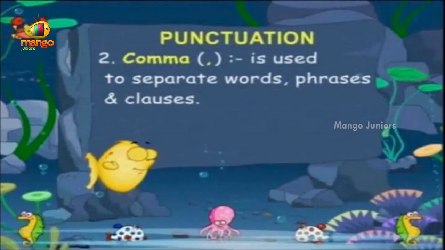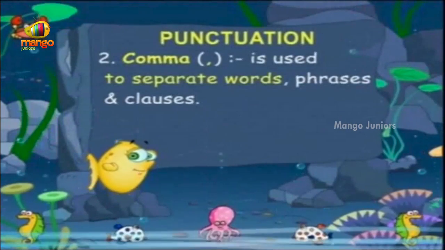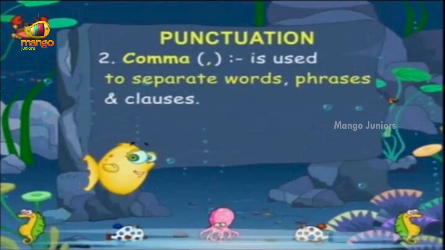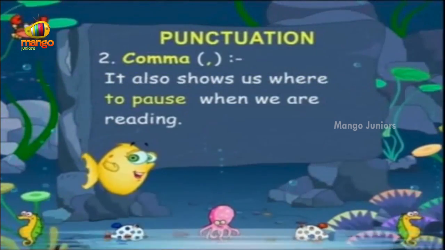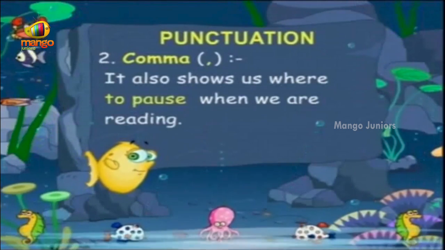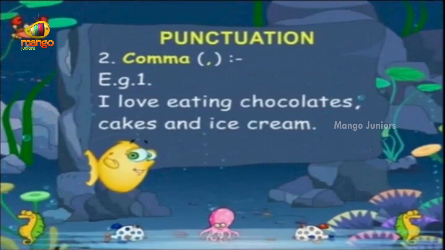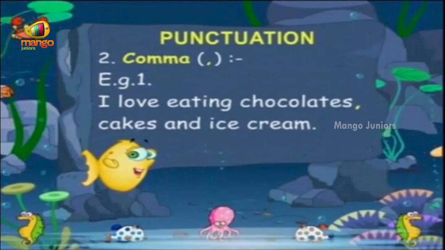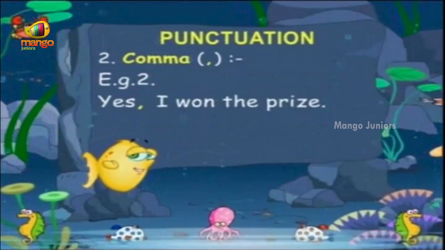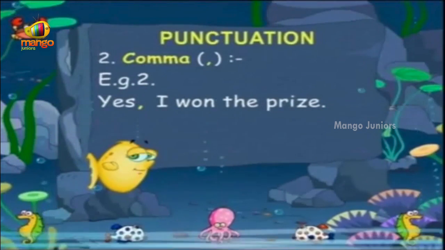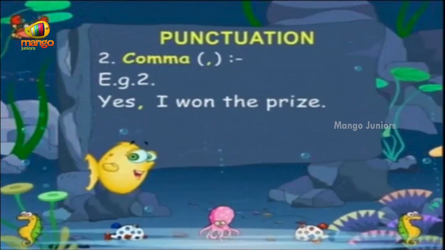A comma is used to separate words, phrases and clauses. It also shows us where to pause when we are reading. For example, I love eating chocolates, cakes and ice creams. Yes, I won the prize. Children, did you notice that we take a pause where there is a comma?